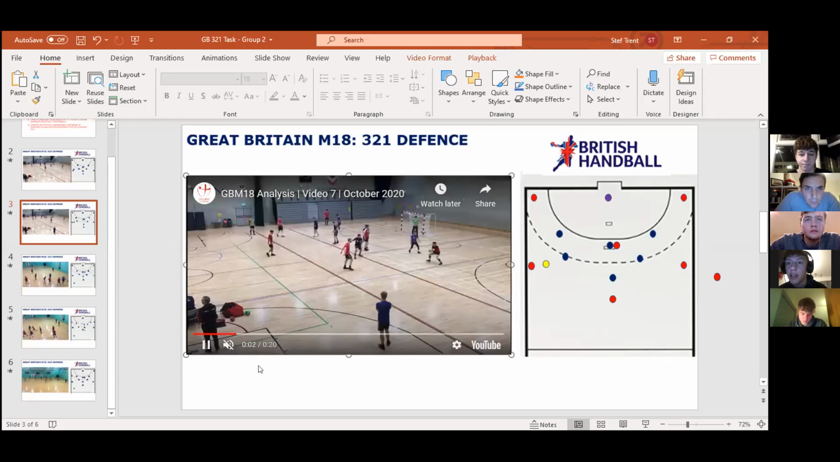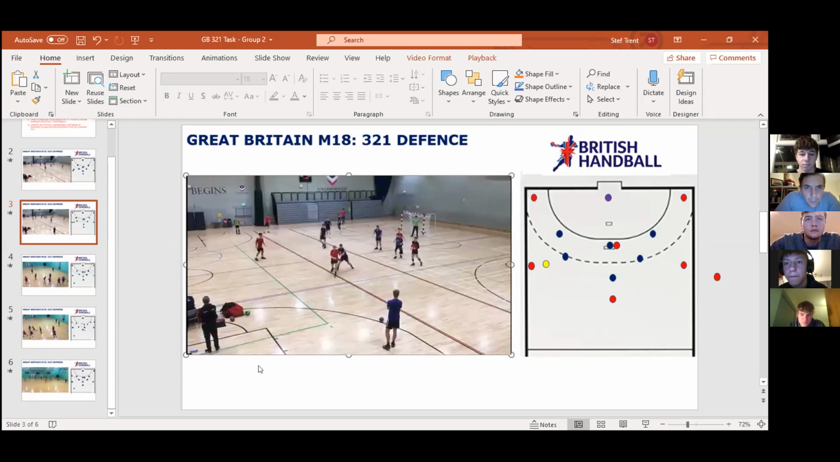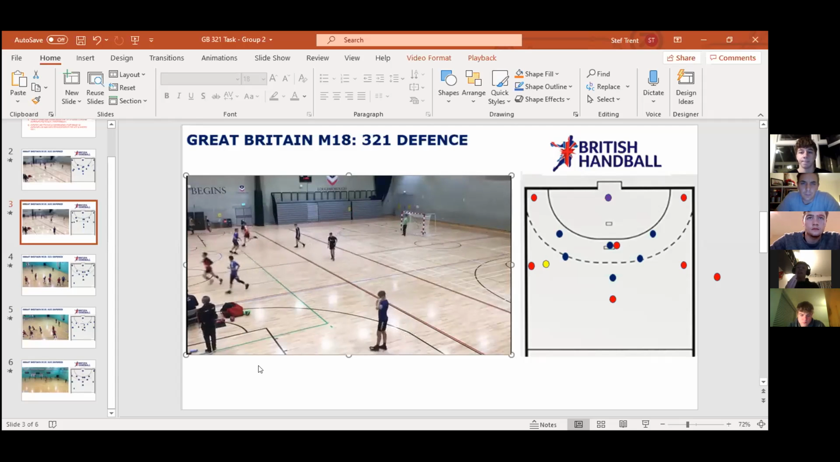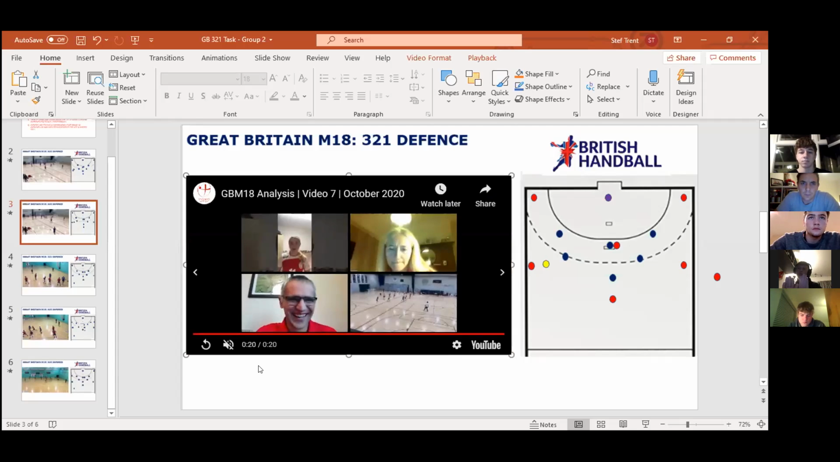So the wing defender we're watching, aren't we? Yeah. So when the pass is made, he's facing inwards towards the court, and ideally he should be facing more outwards when the pass is made. So then he can use his left foot to step up and make the contact on the winger.